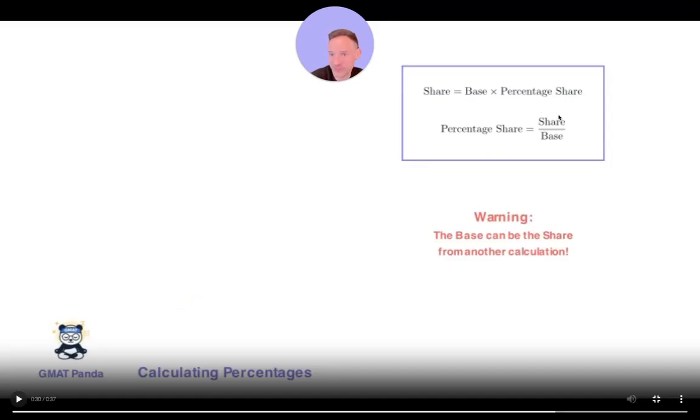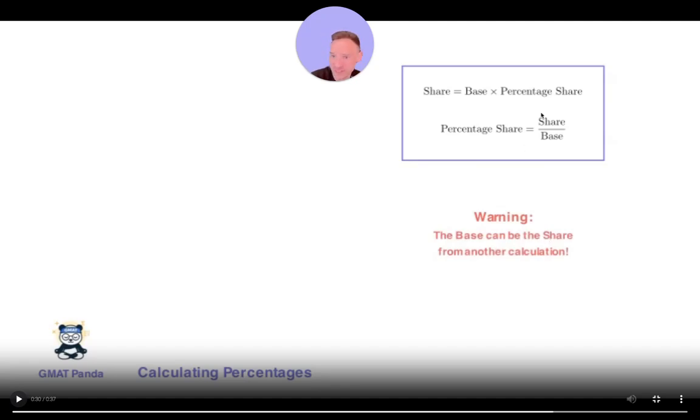Mathematically, the two equations we've seen are equivalent. The key is to identify which two elements we have. Do we have the base and the percentage share, and we need to calculate the share? Or do we have the share and the base, and we need to calculate the percentage share? Now, on some occasions in the GMAT, you have to work out the base, and they give you the percentage share and the share. Those cases are rarer, and people tend to make fewer mistakes on them, in my experience.